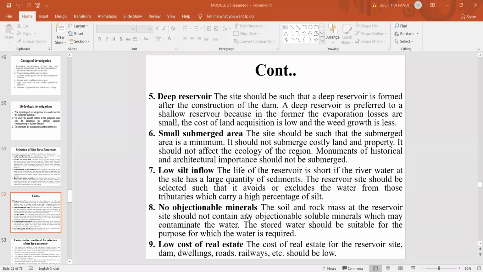Next, no objectionable minerals. The soil and rock mass at the reservoir site should not contain any objectionable soluble minerals which may contaminate the water and may also cause some problems to the physical structure of the reservoir. Next is low cost of real estate. The cost of real estate for the reservoir, dam, dwellings, roads, and railways should be as far as possible minimum.